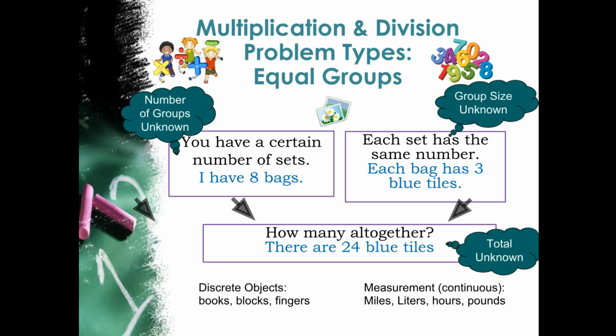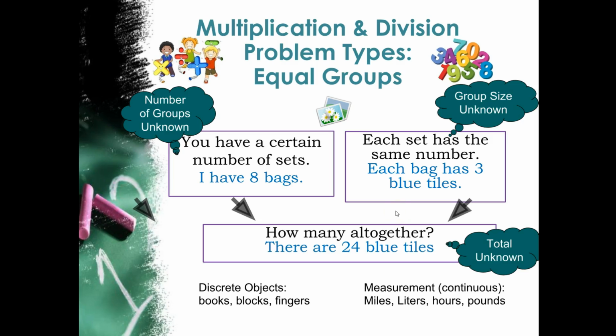This type of multiplication and division problems involve equal groups. There is a number of groups. Each group has the same number of things, and there is a total number. An example would be, I have 8 bags. Each bag has 3 blue tiles. There are 24 blue tiles. As with addition and subtraction problem types, the unknown information can be in any one of those.